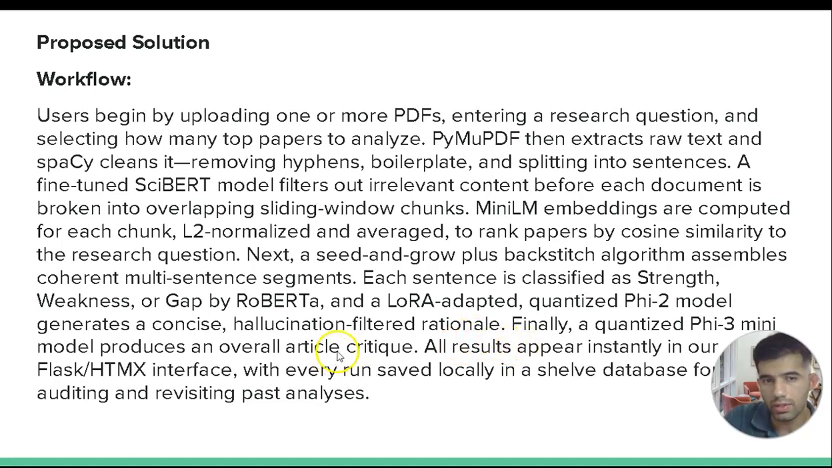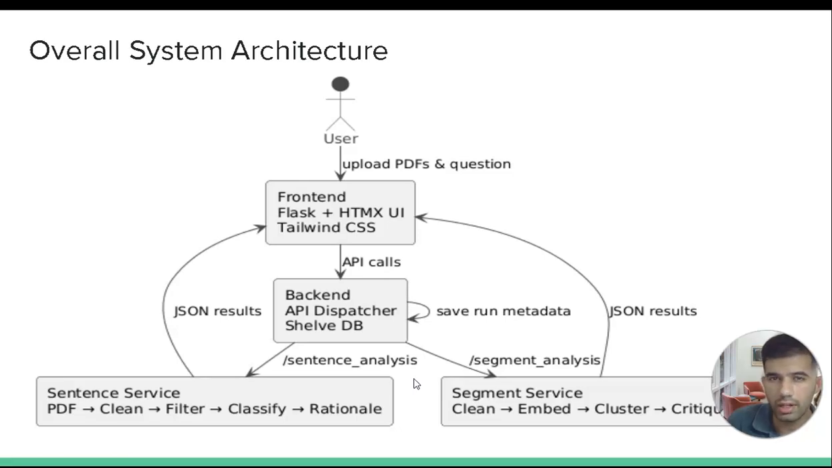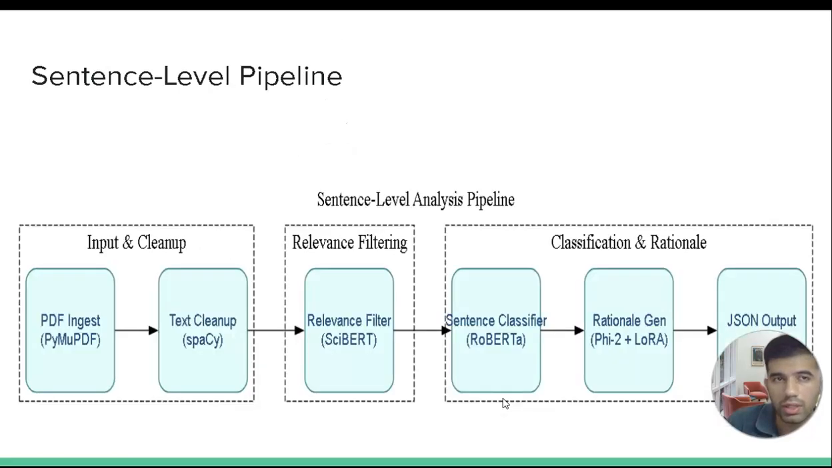And there is, of course, a Flask HTML interface. So this is the overall architecture that we have. We have a user front end, we have JSON results, and we have the sentence service, segment service, and a cleaner entry point as well. This is the sentence level pipeline. We input first and clean up. Then, of course, there is relevance filtering, there is classification and rationale, and then there's output.